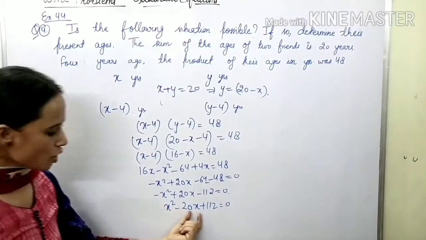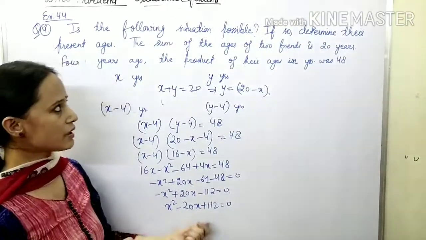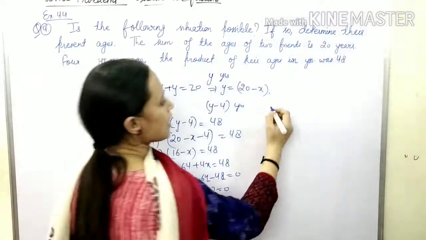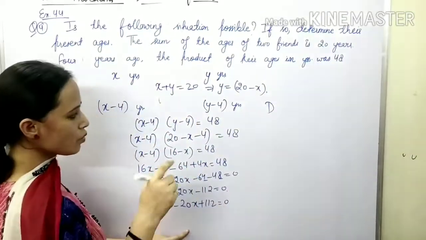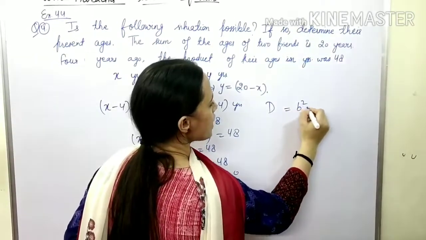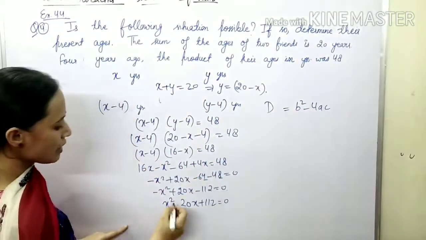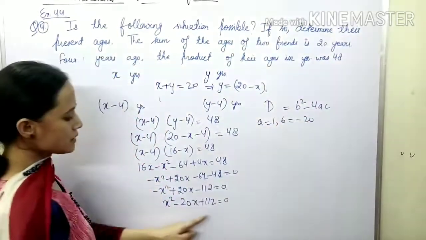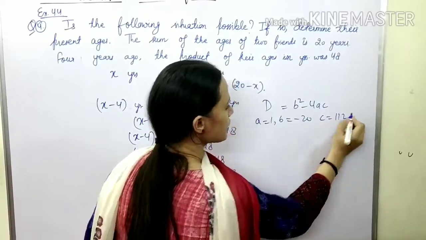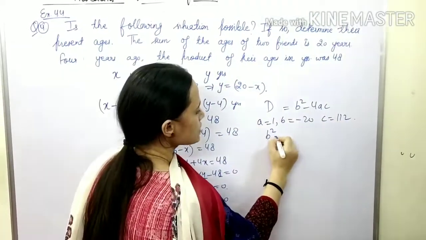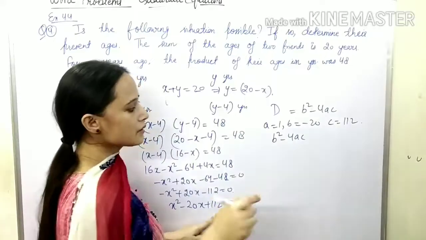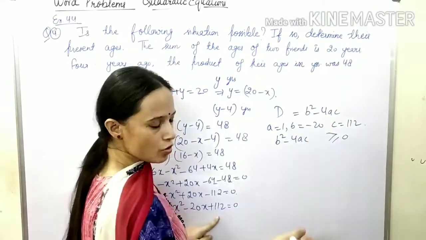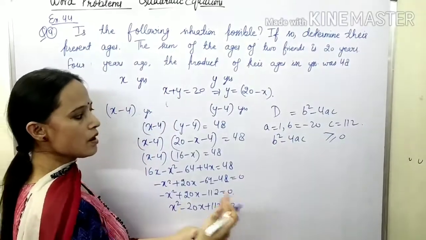Now before solving it further, we'll have to check whether this situation is possible or not. How are we going to check it? To check it, we'll have to find the discriminant. If you remember, what is the discriminant? This is b square minus 4ac. So we'll write the values of a, b, c. a is 1, b is minus 20, and c is 112. If b square minus 4ac is greater than or equal to 0, if we find that it is some positive value or equal to 0, then this situation is possible, otherwise not.